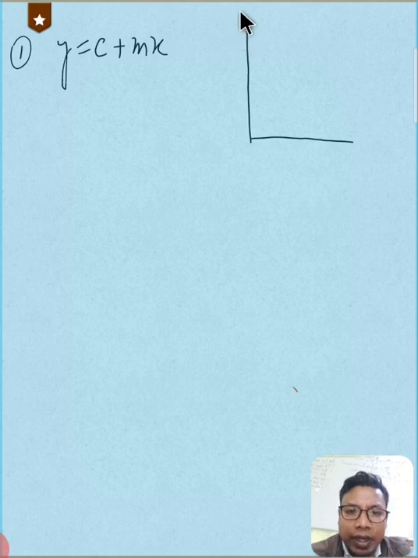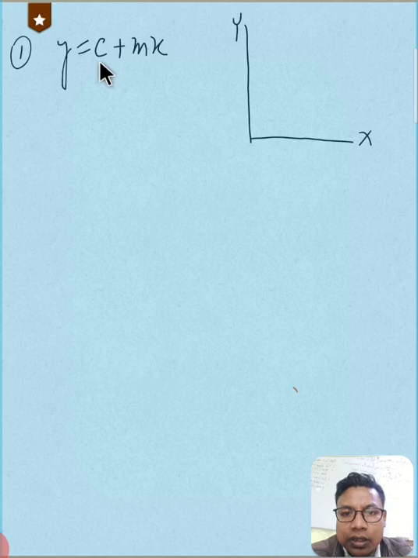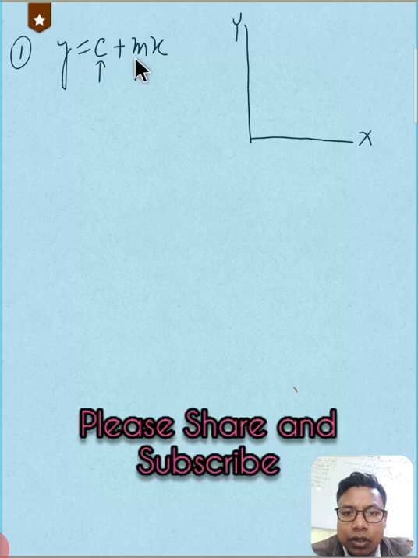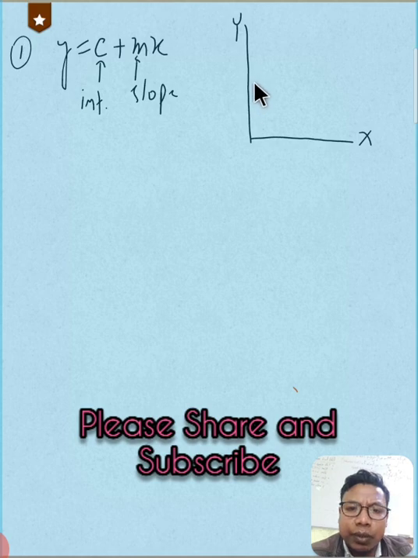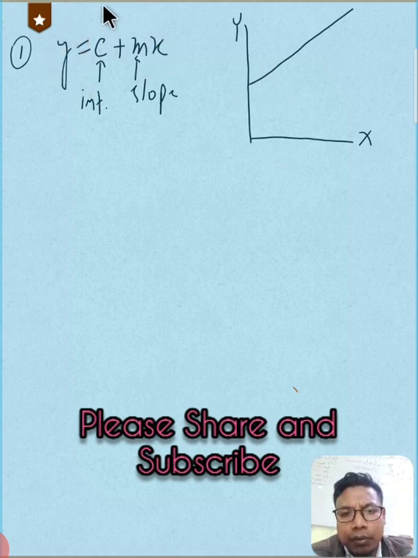This will be the y-axis and this is the x-axis, and c here is called the intercept, m is called the slope. So let me draw the graph of this particular equation here in this Cartesian format. This will be a straight line with an intercept.